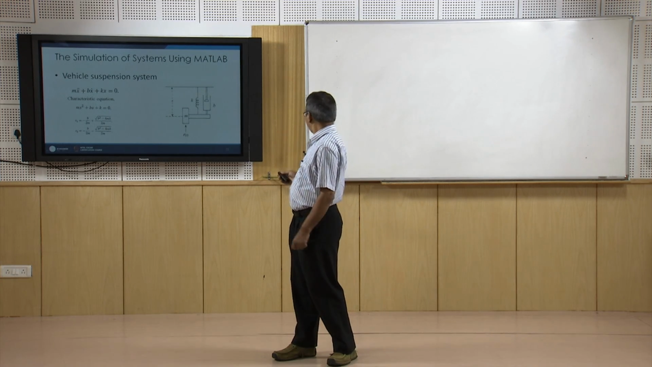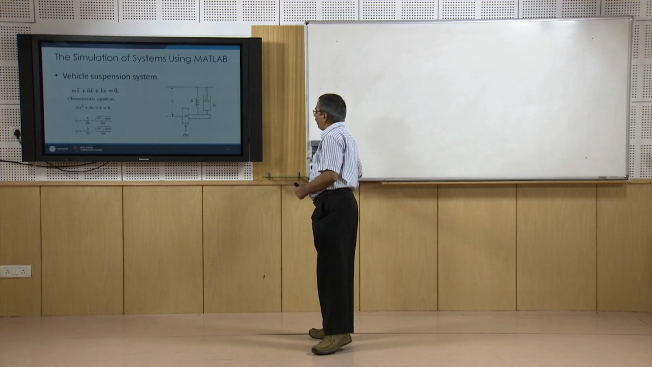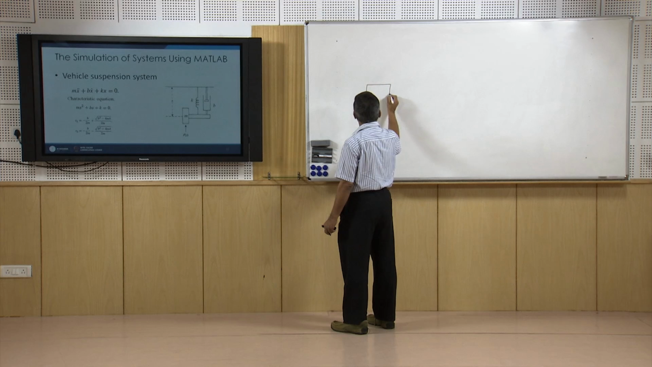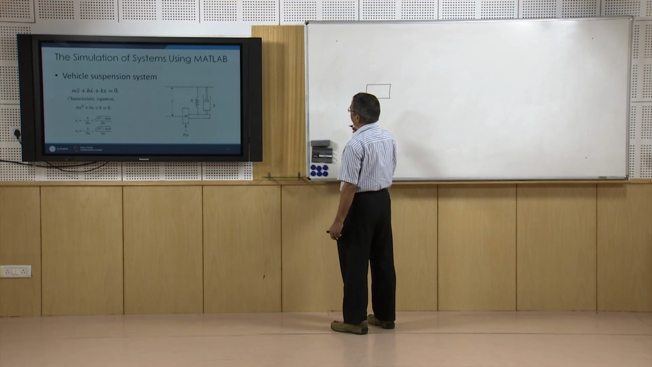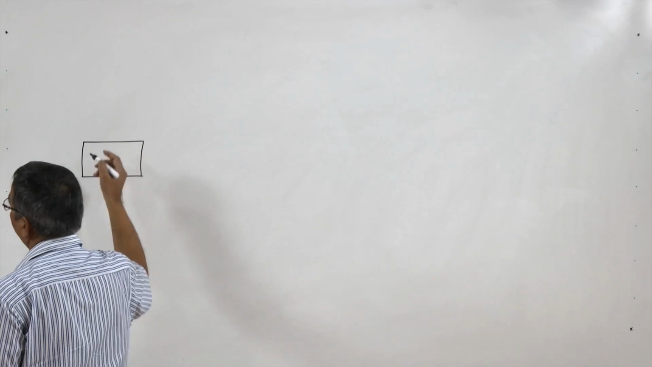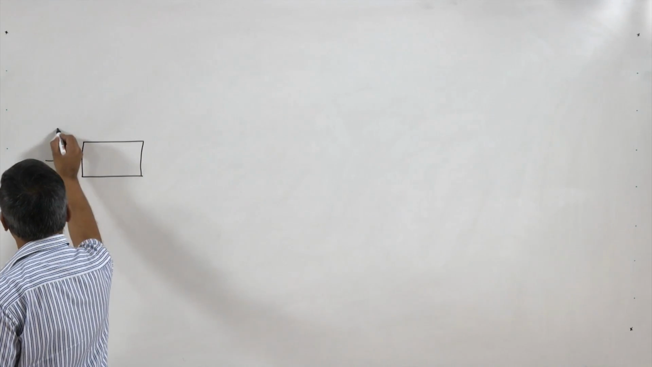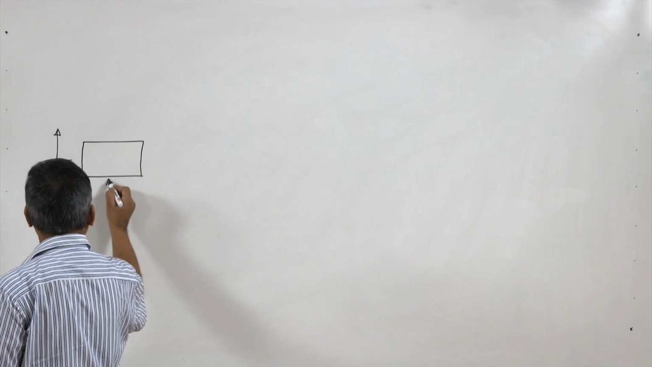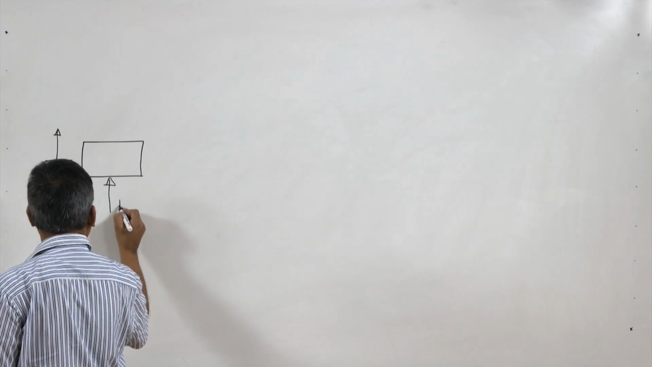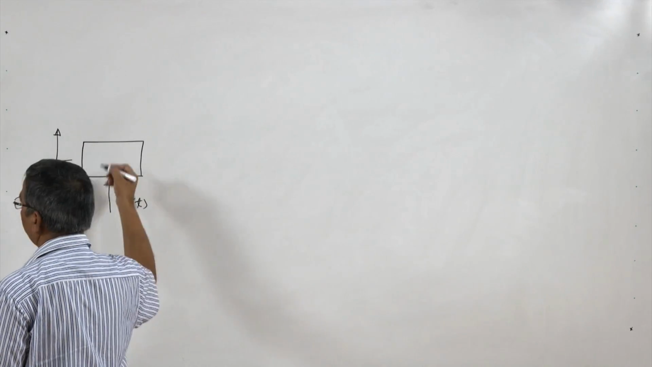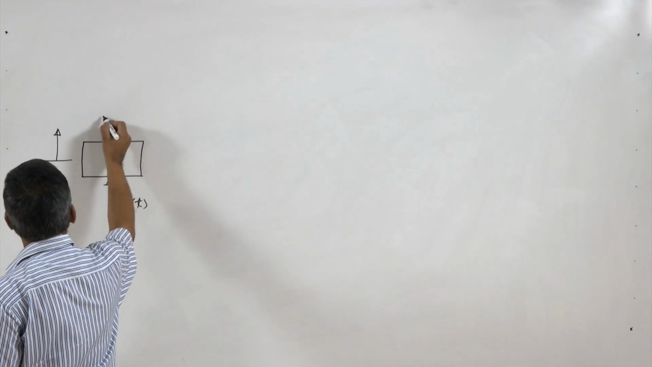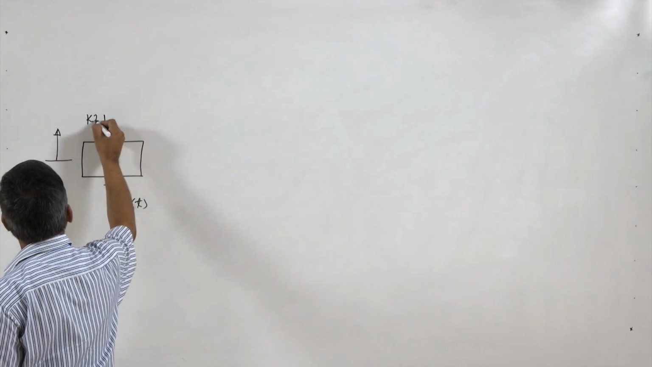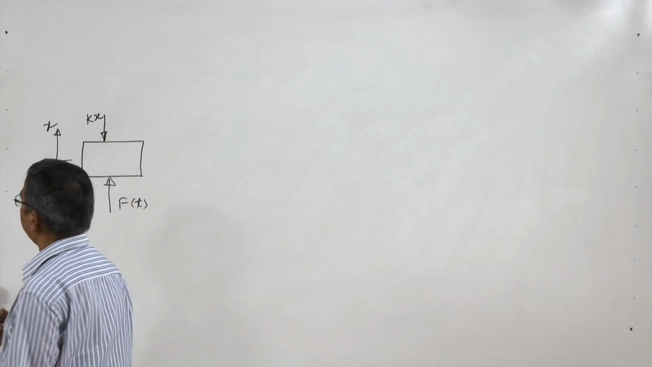So, the conventional way which we use is this: if this is my mass and let us assume that this is moving in this direction, and there is a force acting from here, Ft, then the resisting force from the spring will of course be given by K into x, where x is this displacement.